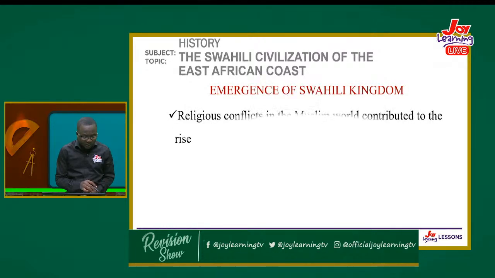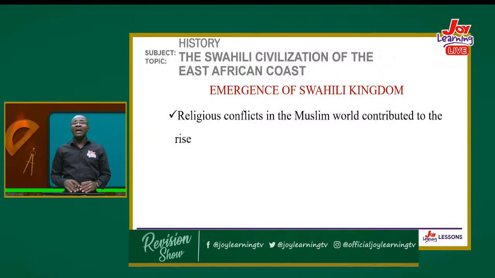Now, we can equally talk about the religious conflict in the Muslim world. As more and more Muslims were moving to the Somali coast, we are told that during the period after the movement of the Prophet Muhammad from Mecca to Medina, thereafter, there was some conflict in the Muslim world. So some of the Muslims, in an attempt to seek refuge, fled from Saudi Arabia, and as they fled, they came to settle at the Somali area, or the place that has been referred to as the Zanj.